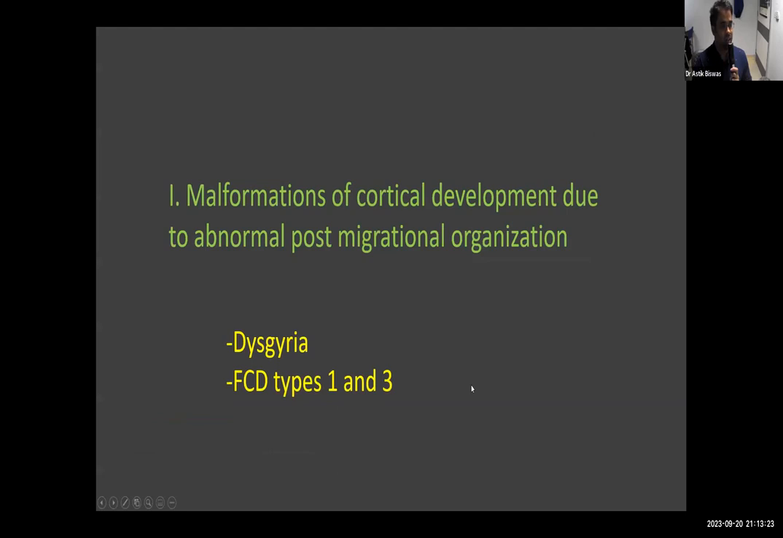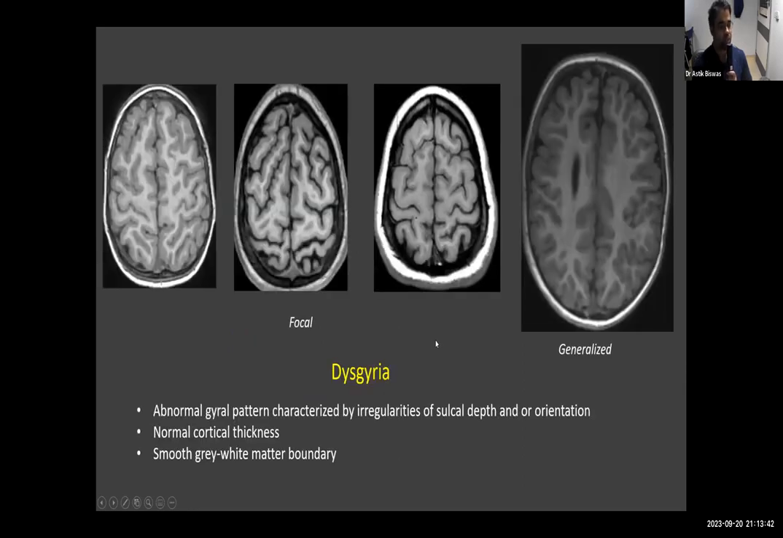And finally, I think we're running out of time, but quickly we can look at dyscharya and FCD types 1 and 3, which are essentially MCDs that occur due to abnormal post-migrational organization. So dyscharya, as I said before, for lack of a better term, is used when there is abnormal gyral pattern characterized by irregularities of sulcal depth and or orientation.